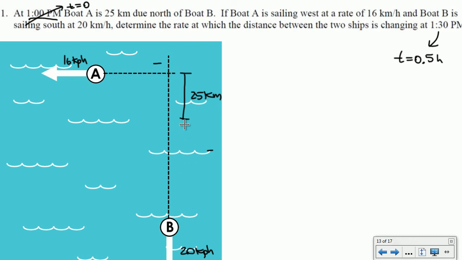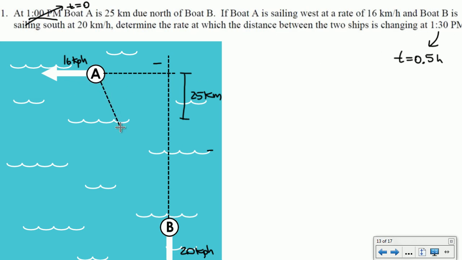So boat B is now 25 kilometers plus a little bit extra, however much it travels in half an hour. And boat A is now however far west it travels in half an hour. And we need to determine the rate at which the distance between the two ships is changing.